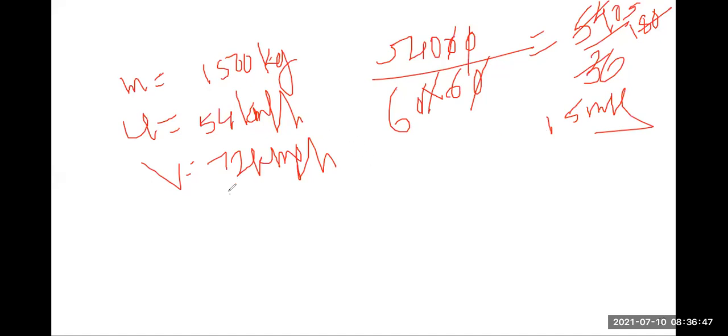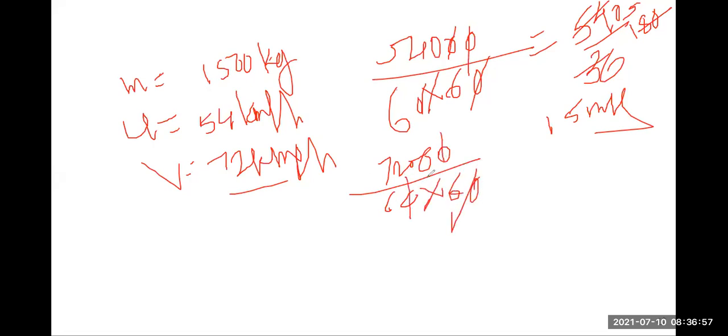Then for the 72 kilometer per hour, we have to convert the same way: 72,000 divided by 60 into 60. This 0 cancels, this 0 cancels. 6 1 are 6, 6 6 are 36. Then 720 divided by 36. Only 36 is there, sorry. Okay.